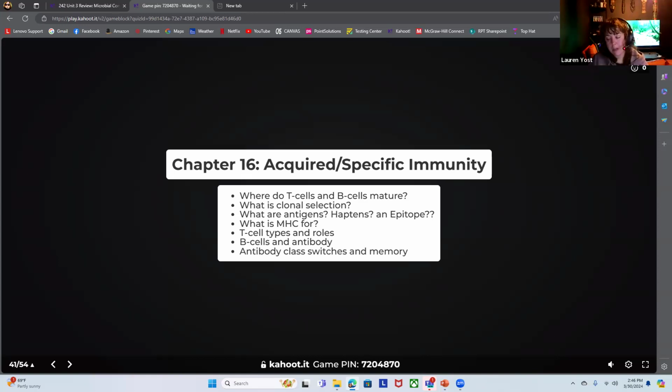Remember that B cells can be antigen presenting cells. So they can interact with things that way as well, since they are hanging out in lymph nodes waiting for antigen to come through. It's lucky on them that they can interact with them that way too.